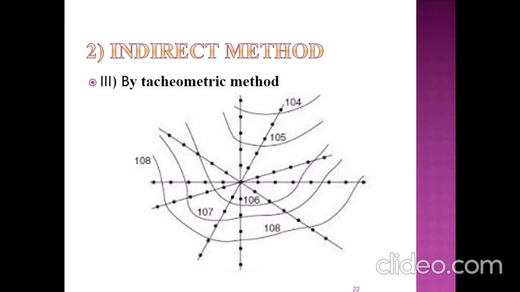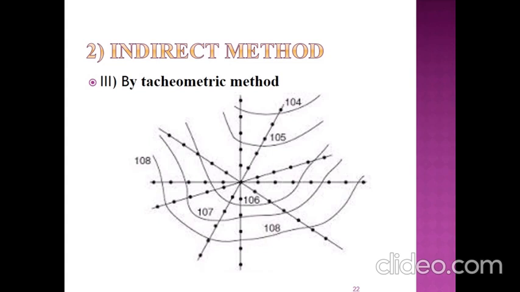Then the third method is the tachymetric method. This tachymetric method is particularly suitable for hilly areas and places where plane tabling is impracticable. Reconnaissance of the area is done and a network of traverses is arranged in such a way that the entire area can be covered. The traverse stations are so chosen that large vertical angles, particularly for long sights, are avoided.